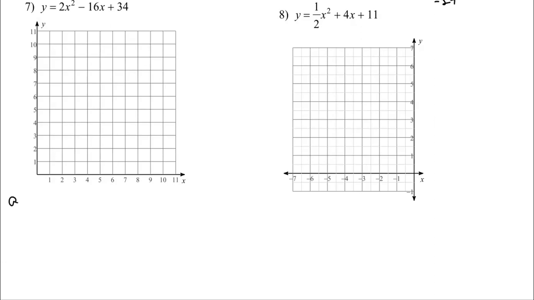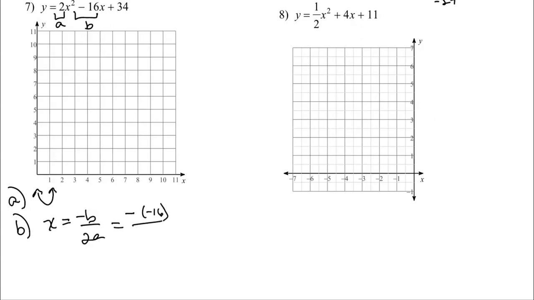So looking at that, I see that my leading coefficient is positive. I know that my parabola is upward facing. To get my b, I need the x value, and x equals negative b over 2a. Here is your b. Here is your a. So that's going to equal negative of a negative 16 over 2a. 2 times 2 is 4. That's negative of negative 16 is 16. 16 divided by 4 is 4. So my vertex so far has an x value of 4.